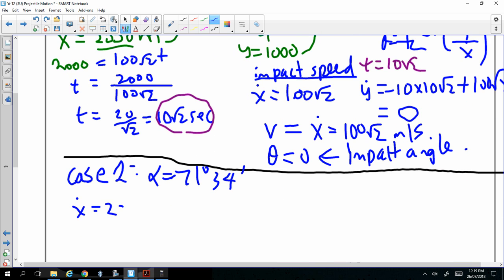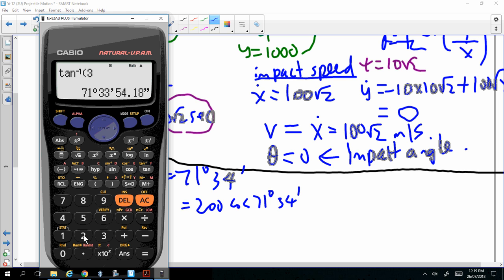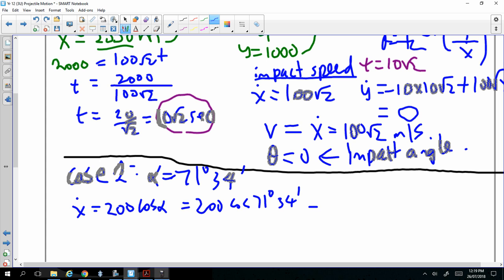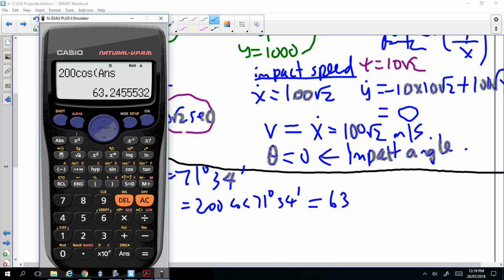If you do that on your calculator, you will get 200 cos answer. You get 63 point something, 63.25 approximately, which is not an exact answer. So how do I overcome this? We want to be in exact form.